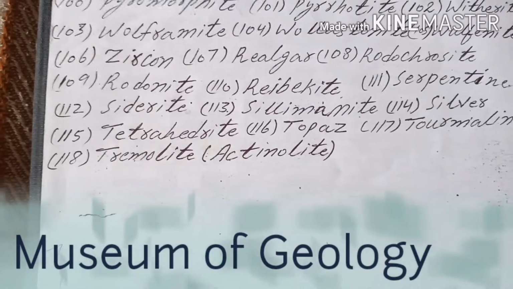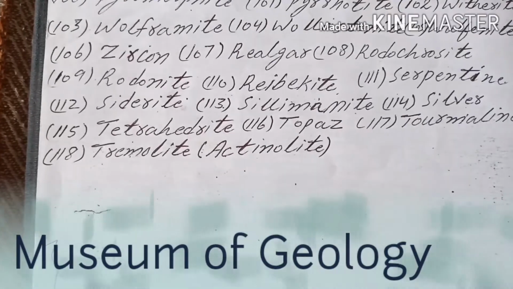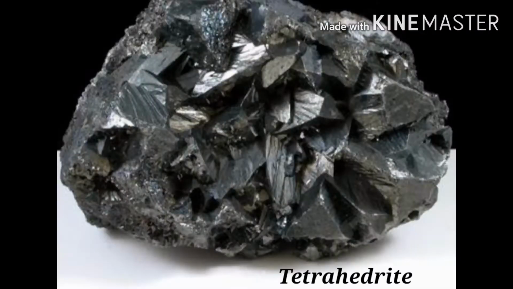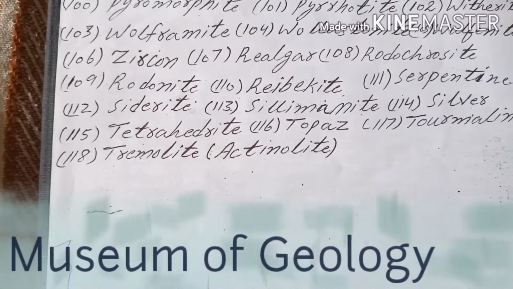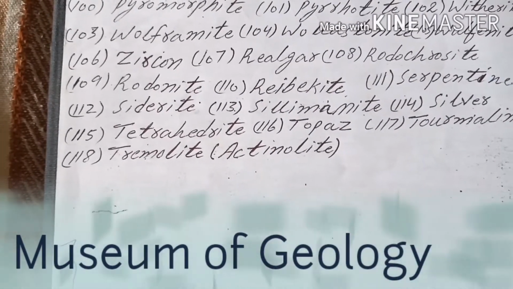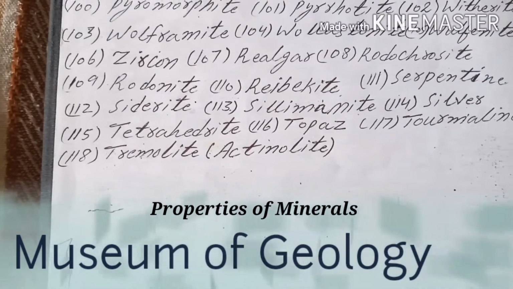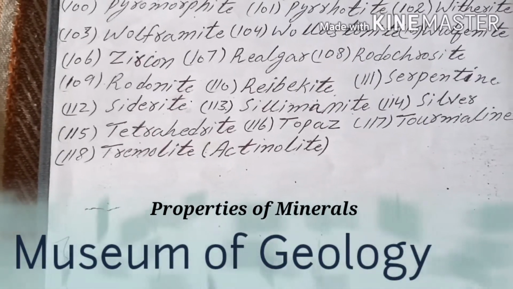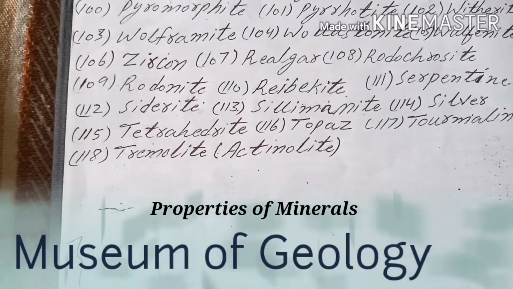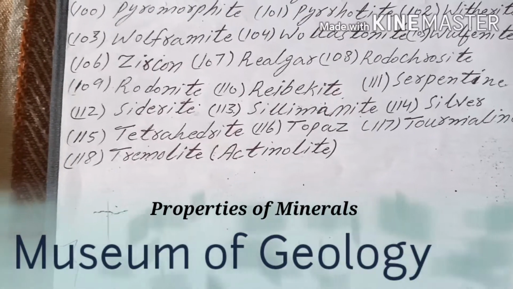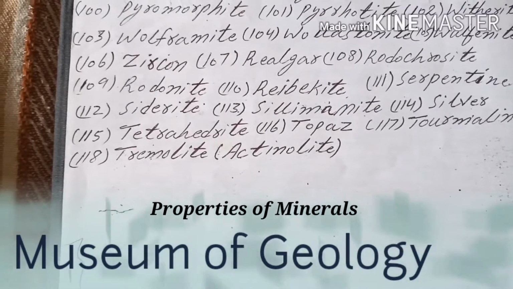Now I am starting from mineral number 115, which is tetrahedrite. The crystal system of tetrahedrite is tetrahedral and the habit is often twinned, massive, granular or compact. The hardness is 4 and specific gravity is 4.8. Lustre is metallic. The color is iron black or steel grey.